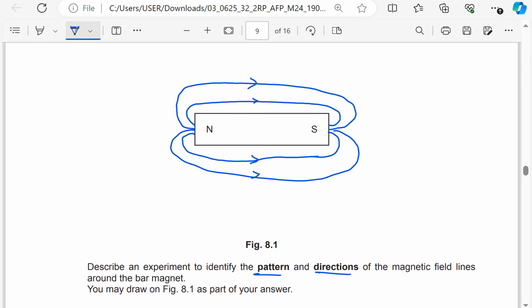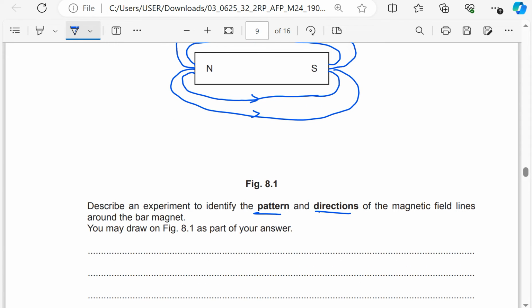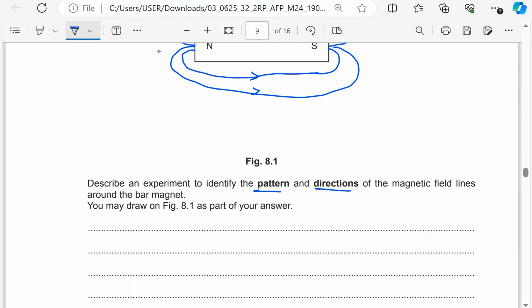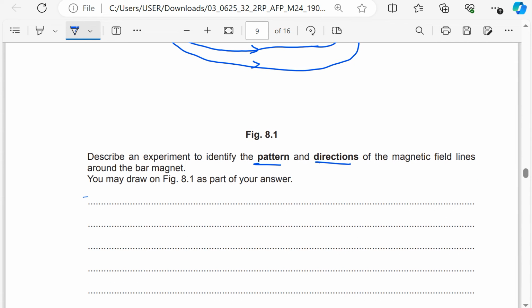The only way I can tell the direction of the arrows is by using a plotting compass. I can put several plotting compasses around the bar magnet, and then I look at the direction in which they point. That will be the direction of the magnetic field. The compasses are going to be aligned. So one method, I would say, place a number of plotting compasses around the magnet.